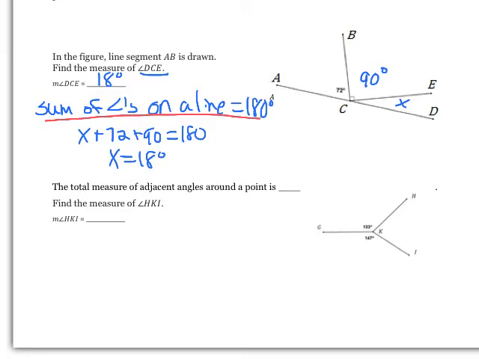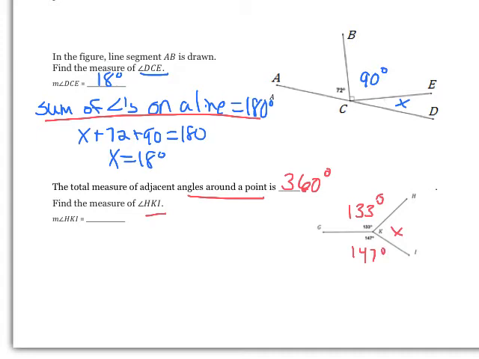Okay, the second example. This is something else we need to know: the total measure of adjacent angles around a point. Angles around a point add to 360 degrees. That's going to show up quite a bit this year. 360. And we want to find the measure of HKI. HKI is here, and if you can't see it, this is 133 degrees, and this is 147 degrees.